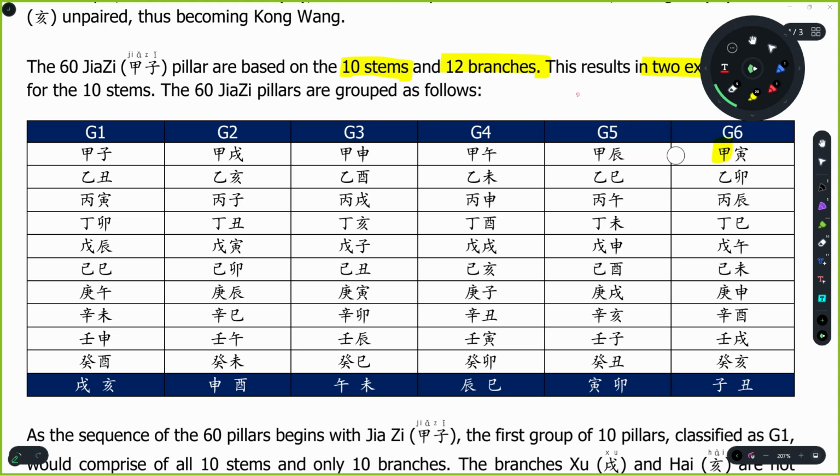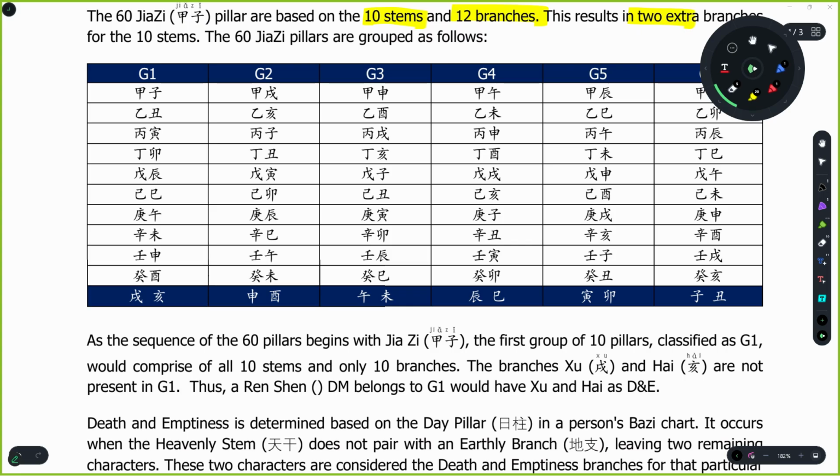Okay, so here there are 6 groups, and so we normally refer to the day master. So if, let's say, we have a Renshen, where do we find Renshen? We will find Renshen to be here, group 1. Now usually we do consider that there is often an affinity.